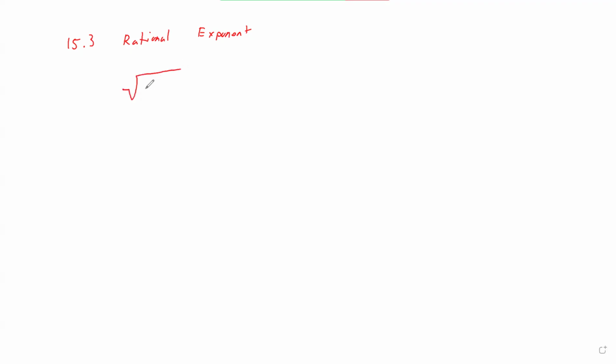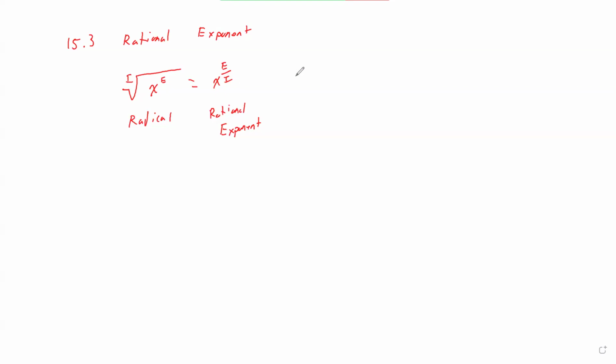But this is a radical. And to convert this radical to a rational exponent, you'll just write it as x, exponent over index. So what this means is whatever number is attached to the letter as an exponent, that will go on top. Whatever number is on the index or outside the square root, that will go on bottom.